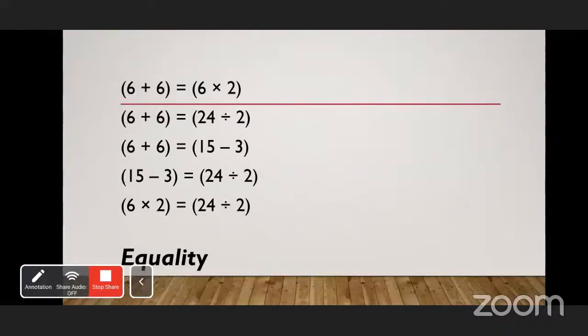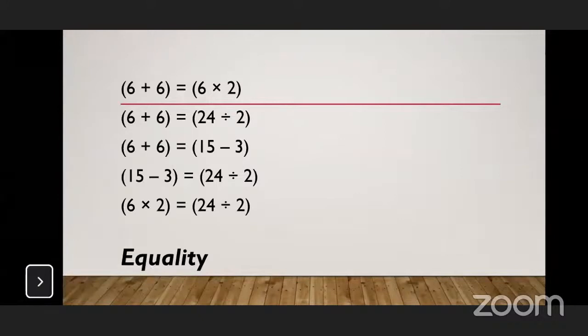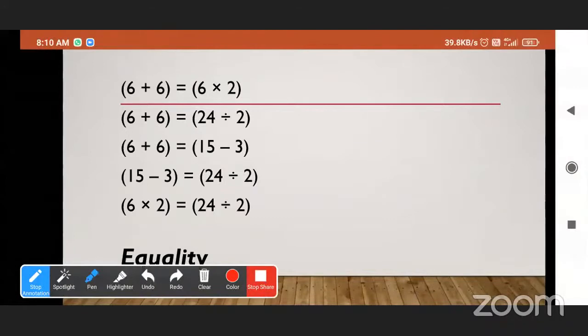See here, this 6 plus 6 is equal to 6 multiplied by 2. Then, 6 plus 6 is equal to 24 divided by 2. Then 6 plus 6 is equal to 15 minus 3. 15 minus 3 is equal to 24 divided by 2. Then 6 multiplied by 2 is equal to 24 divided by 2. Means the value of each expression is equal. So these all are equalities. We can write equalities like this.